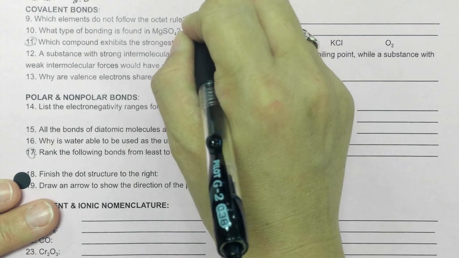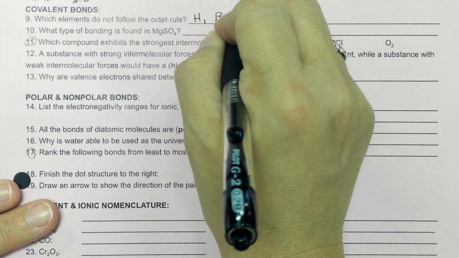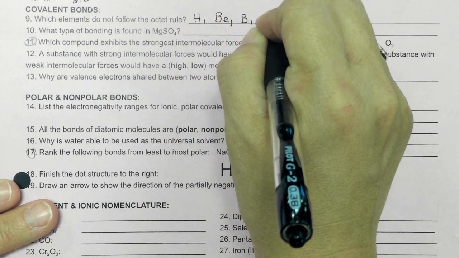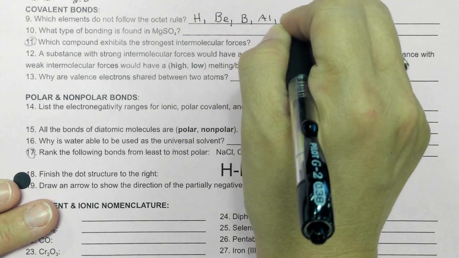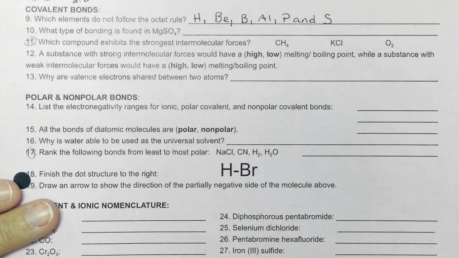That's where that's coming from. So these are my exceptions: hydrogen, beryllium, boron, aluminum, phosphorus, and sulfur. Those are all exceptions.